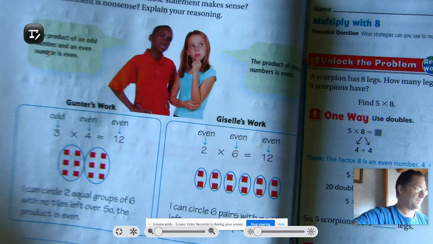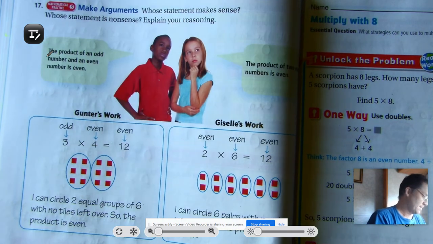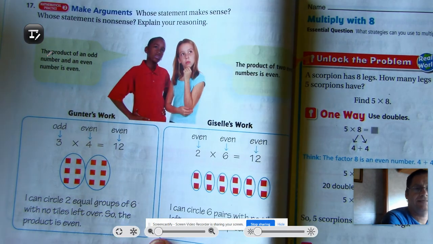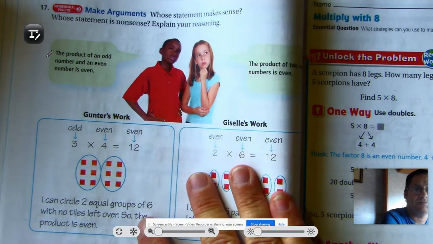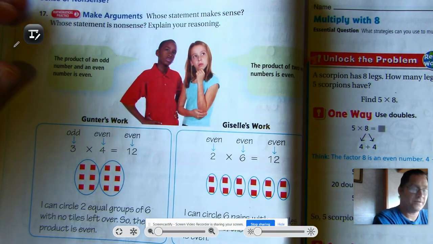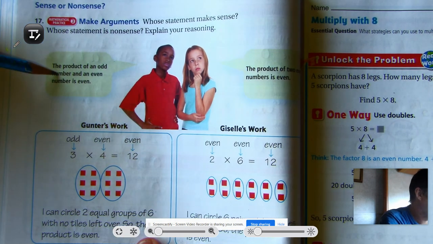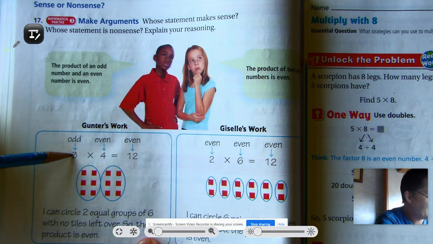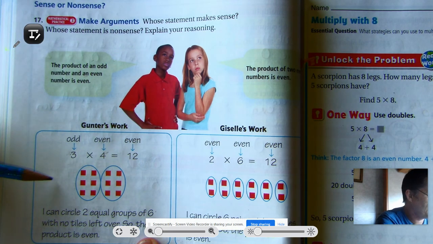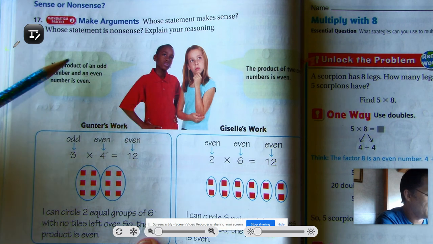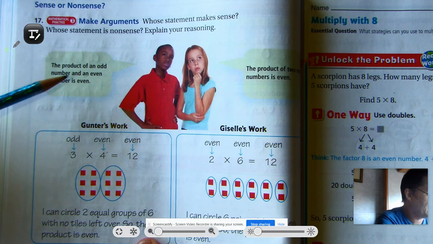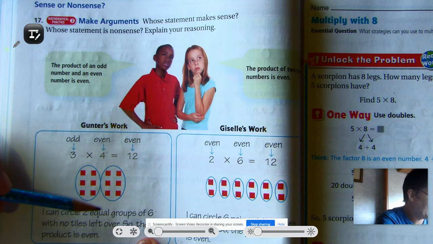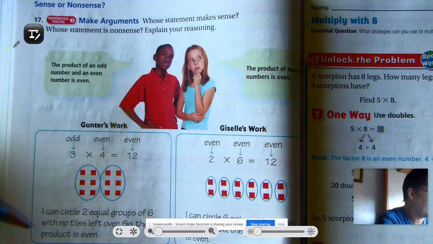All right. And the last one for this lesson today. Whose statement makes sense? Whose statement is nonsense? Explain your reasoning. So on the left, it says the product of an odd number and an even number is even. So he's saying 3 times 4 equals 12, which is an even number. I can circle 2 equal groups of 6 with no tiles left over, so the product is even.